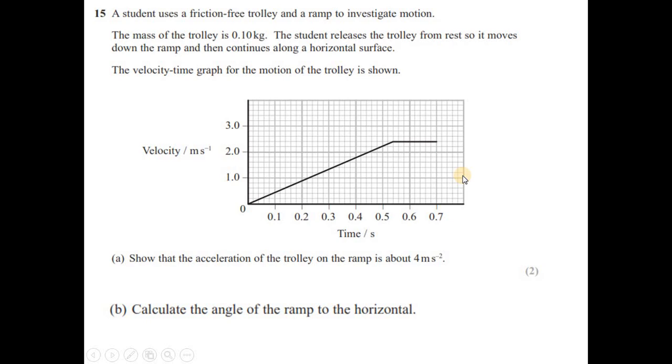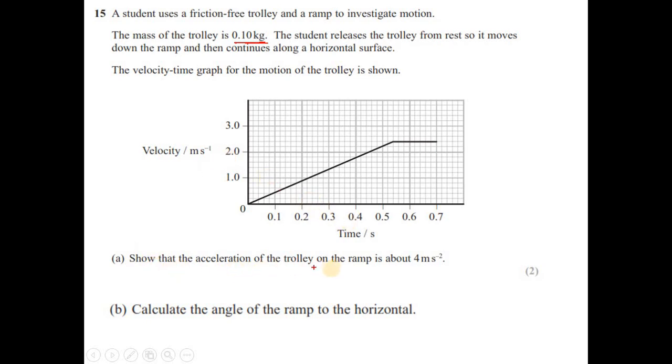Question number 15. A student uses a friction-free trolley and a ramp to investigate motion. The mass of the trolley is 0.1 kg. This is the mass. The student releases the trolley from rest, so it moves down the ramp and then continues along a horizontal surface. The velocity-time graph of the motion of the trolley is shown. Okay, so this is the velocity-time graph.